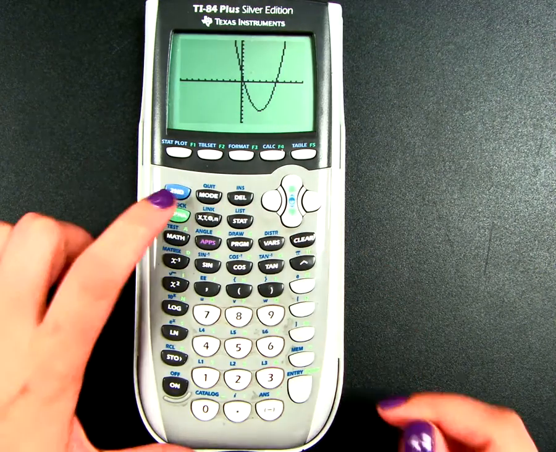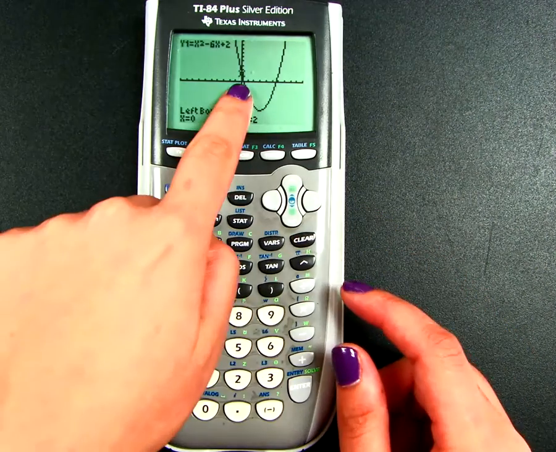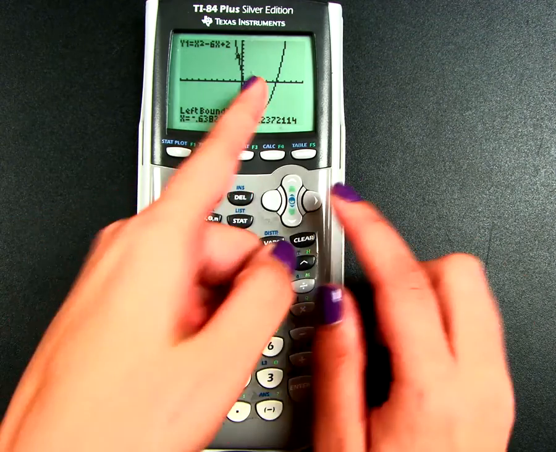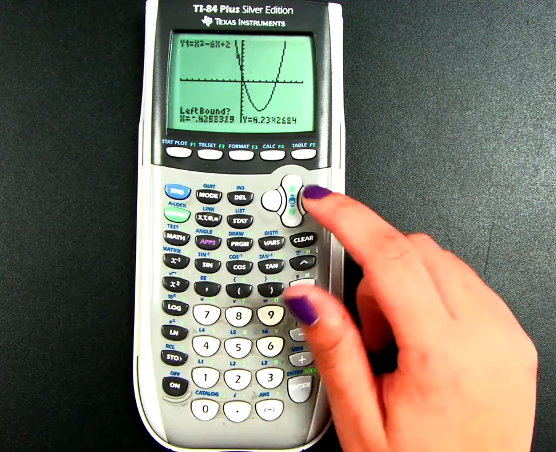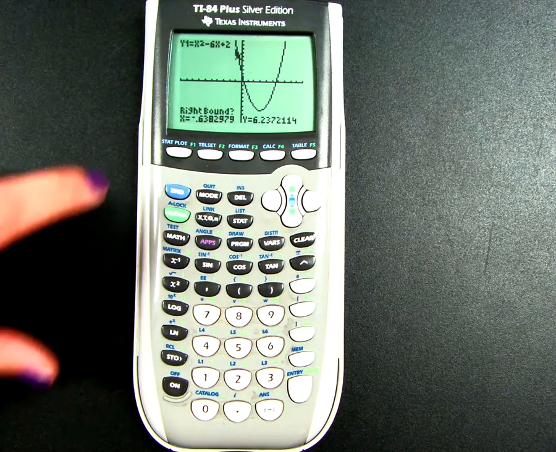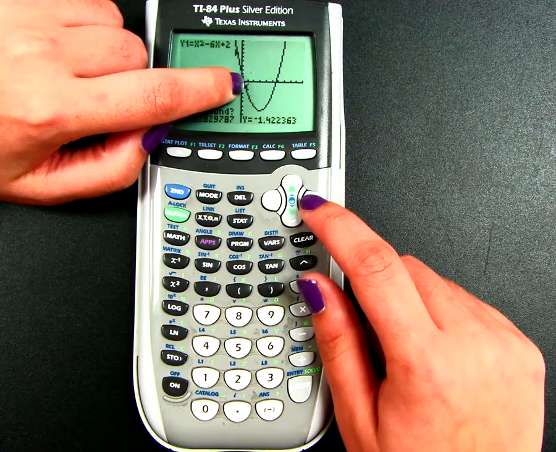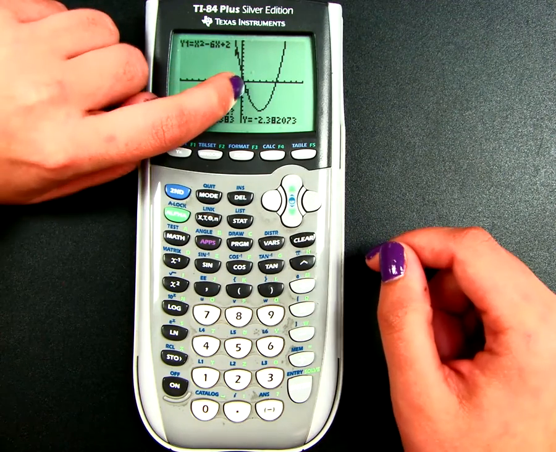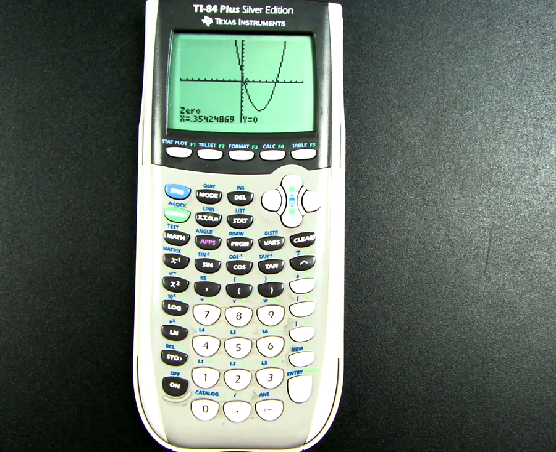So again, to do that, we're going to do second trace, select 0. And again, our cursor has to be to the left of this point. So anywhere on the left, so there looks good. And then enter. Now we have to be to the right side of where we think it's intersecting. So somewhere in there looks good. So enter, and then enter again.